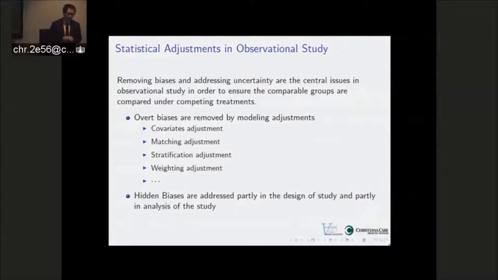For hidden bias, usually this cannot be addressed by popular statistical modeling, and hidden bias usually cannot easily be identified in observational study. So we usually address these hidden biases partly in the design of the study, partly in the analysis of the study. Later we will see that instrumental variable is a new technique, a good idea, to deal with these hidden biases.